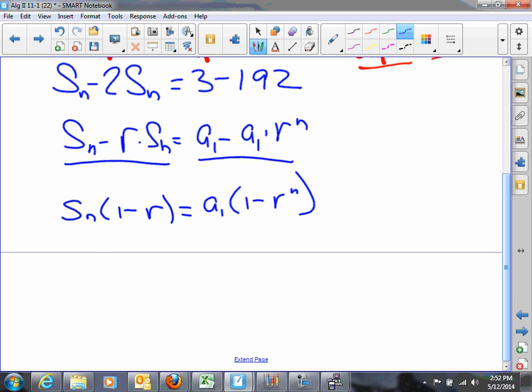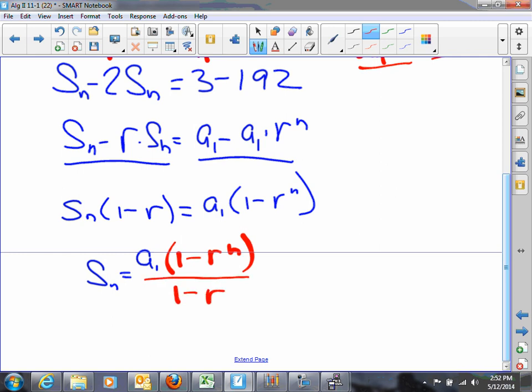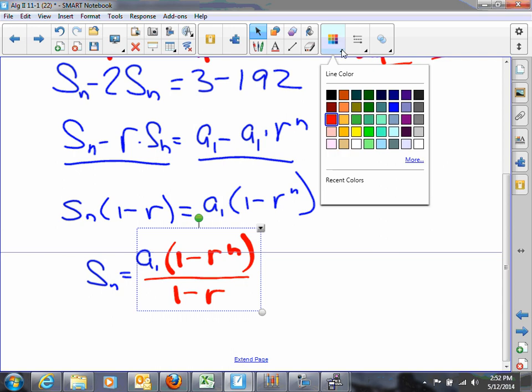And so finally, if we divide both sides by 1 minus r, we get the sum of the first n terms of a geometric series is a sub 1 times 1 minus r to the n, over 1 minus r. Well, that was pretty cool, but it wasn't what I was expecting. So let's see if we can just change this all to blue.